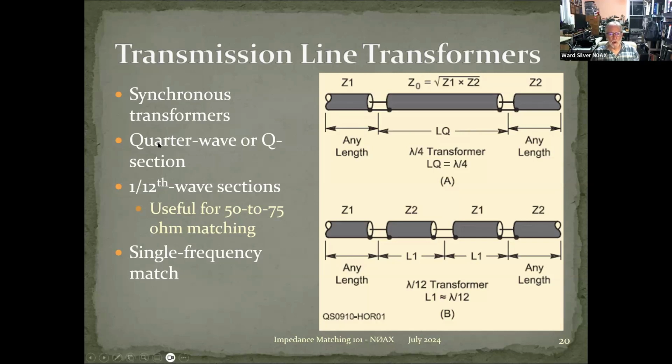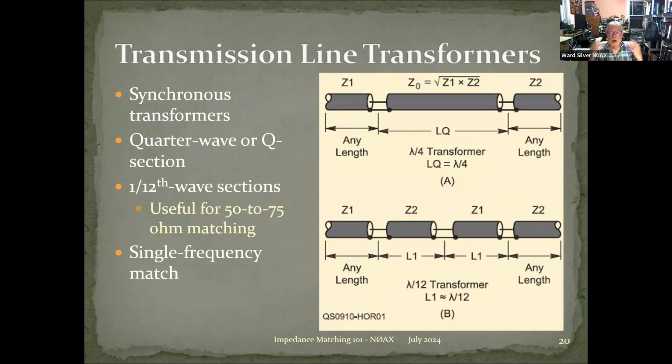So that's called a quarter wave or a Q section. This is all discussed in considerable detail in the antenna book section on transmission line systems. You can also use 1/12 wave sections, and these are useful for when you're trying to match 50 ohms to 75 ohms. For example, you've got a 50 ohm antenna out there on 2 meters, and somebody gave you a whole big bunch of 75 ohm hardline.